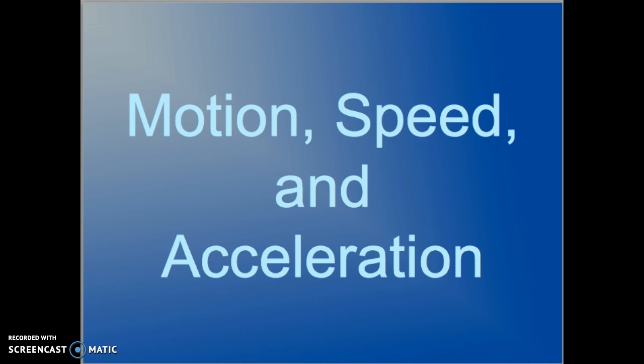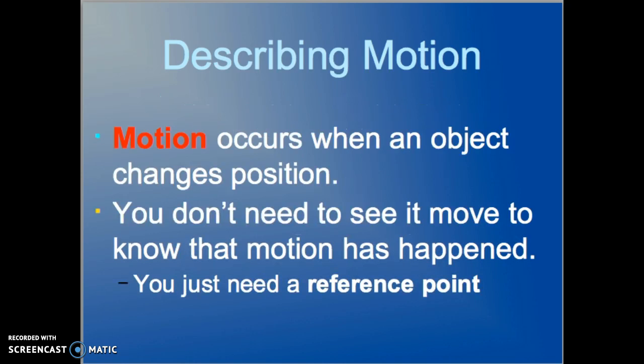You may have learned about these terms in previous classes, or if you've ever driven in a car, ridden a bike, gone for a jog, these are things that you have experienced in real life. Motion occurs when an object changes position. You don't need to see the movement happen to know that motion has occurred, right?